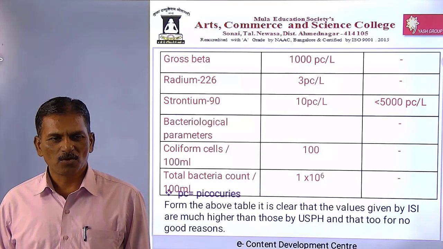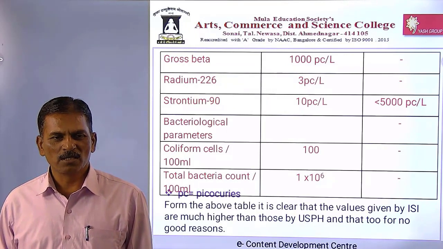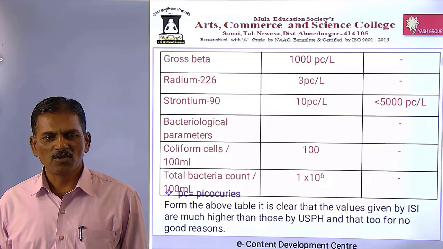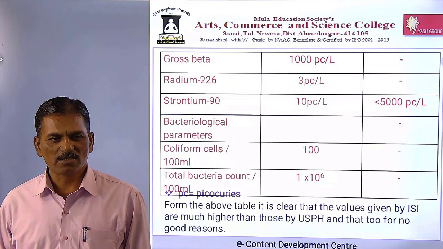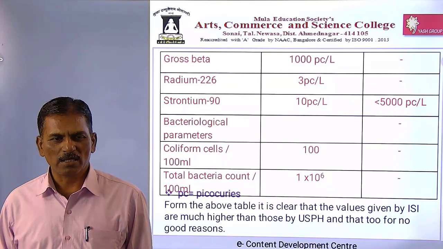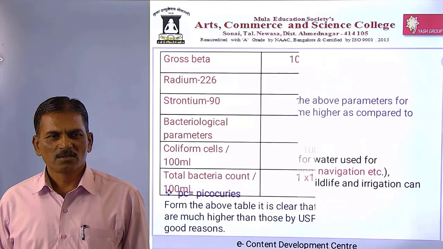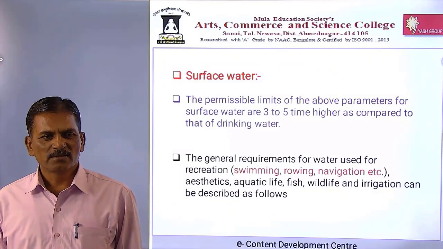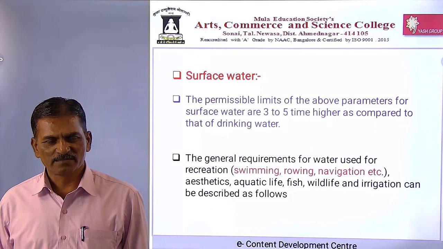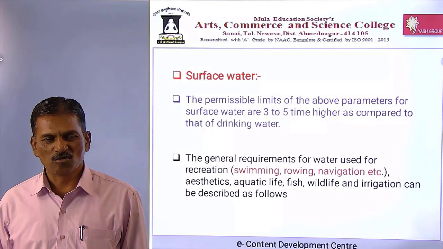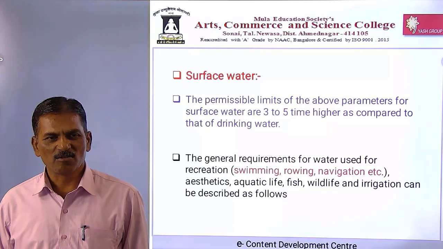So pCi means picocuries. From the above table, it is clear that the values given by the ISI system are much higher than those by USPHS, and there are good reasons. Then types of water. There are two types of water. One is surface water and second is groundwater. So number one is surface water.